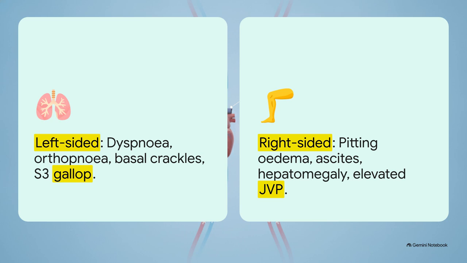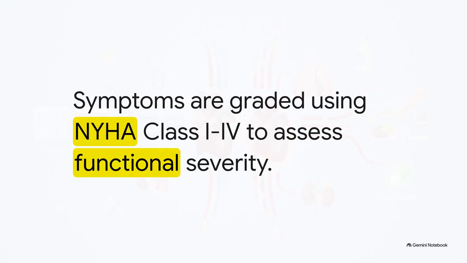Now, if the right side of the heart fails, the traffic backs up into the systemic venous system. You'll see peripheral pitting edema, ascites in the abdomen, an enlarged liver or hepatomegaly, elevated JVP in the neck, and hepatojugular reflux. Once we identify all these symptoms, we don't just write them down and move on, we grade them. We use the NYHA Class 1 to 4 system. This lets us assess the functional severity of the patient's heart failure, going from Class 1, where they have 0 limitations with ordinary physical activity, all the way up to Class 4, where they have terrible symptoms even when they're just resting. This grading isn't just for show, it is going to directly influence our treatment choices in a few minutes.